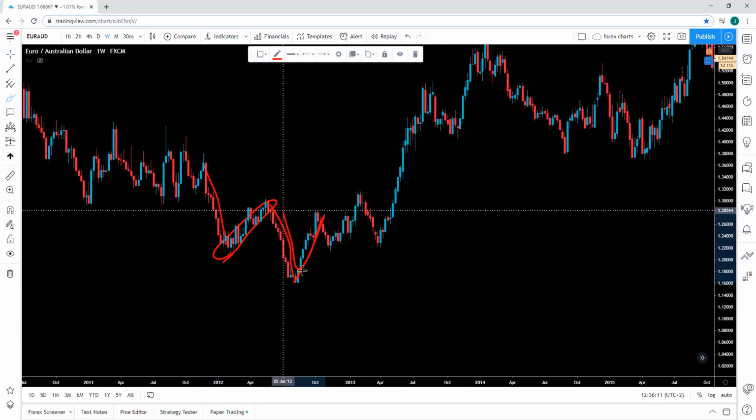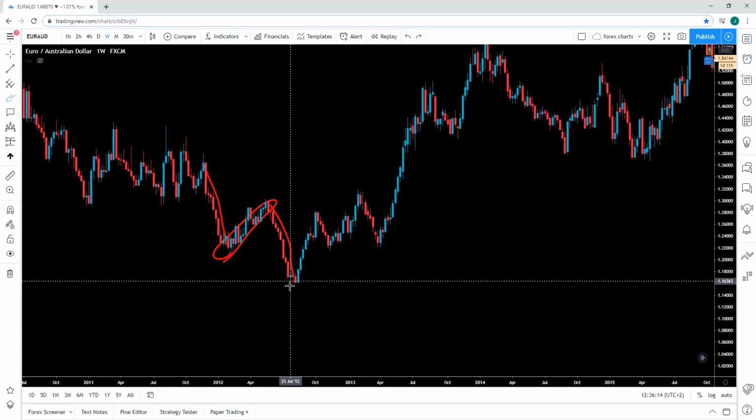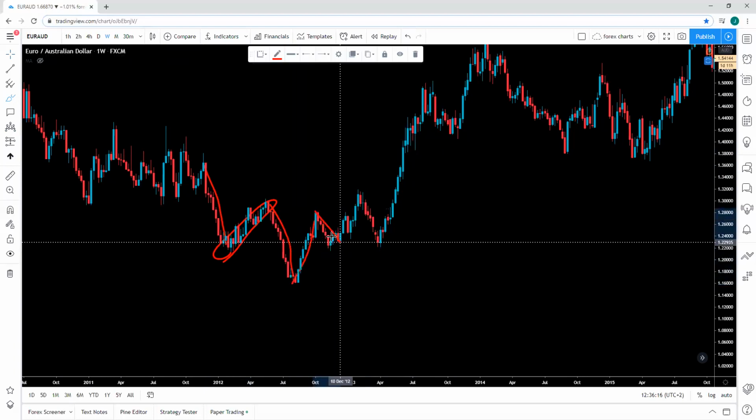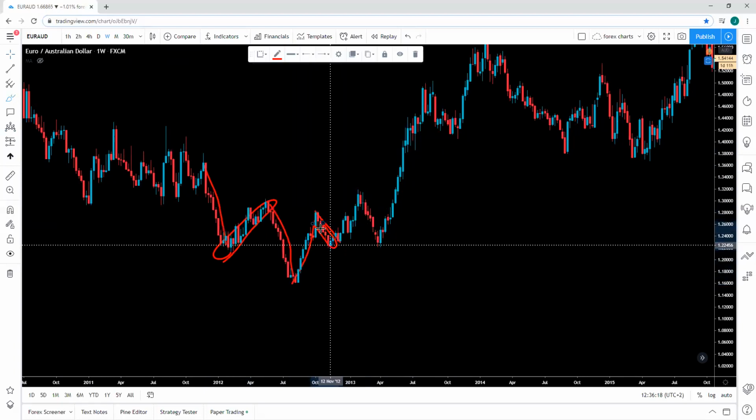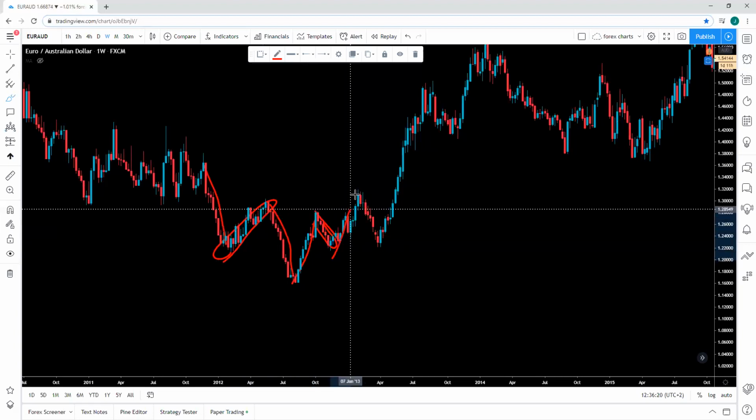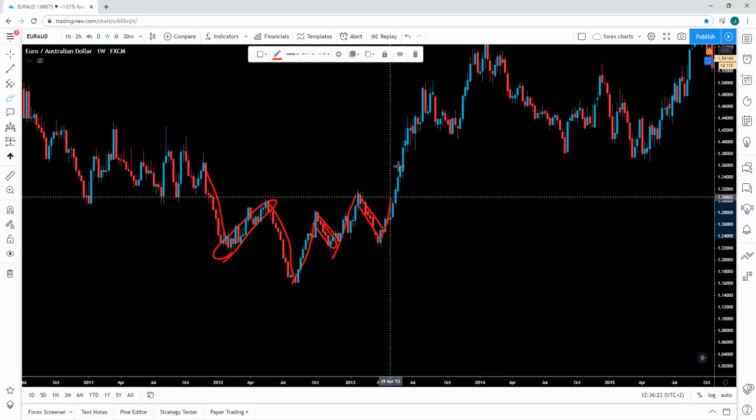This is like a V. So what happens now? You get this impulse and you get this flag. So you trade again. You don't wait for the head and shoulders. You trade the flags. There's an impulse. There's a flag again. So then you will continue up.